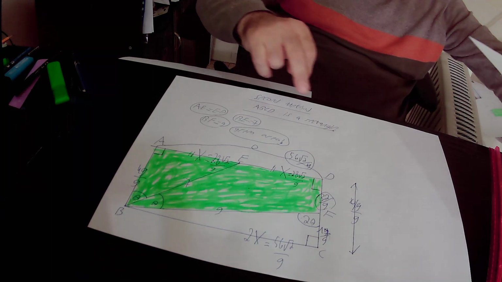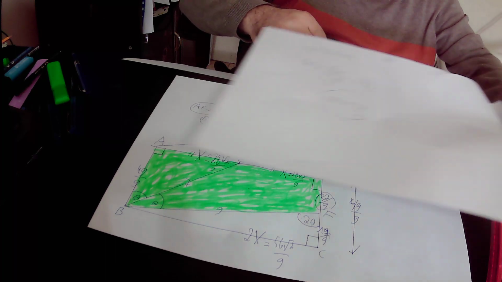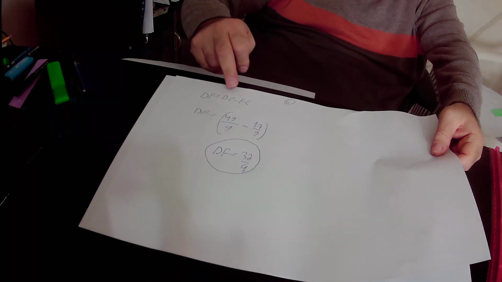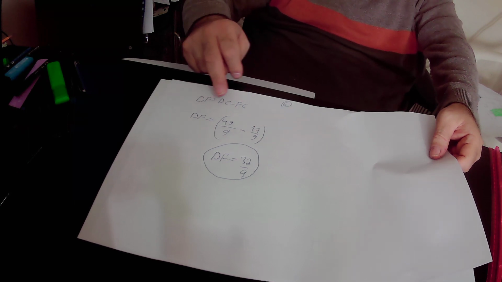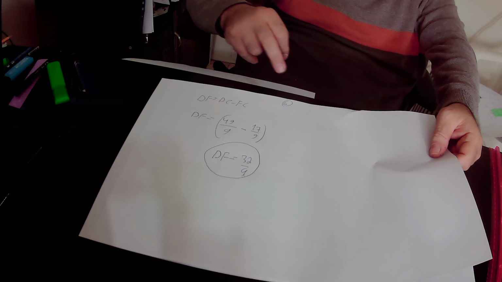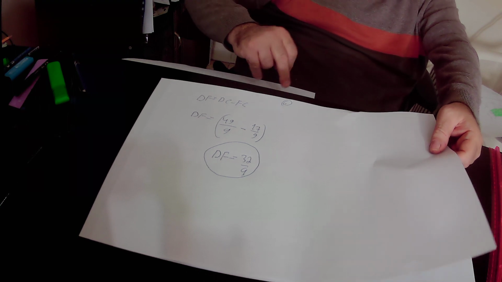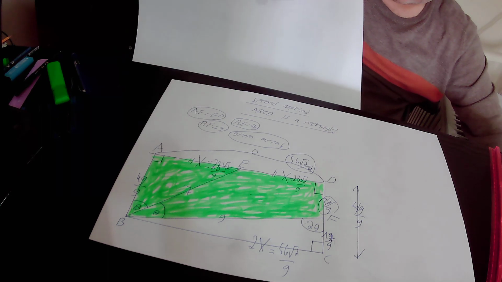DC equals 49 over 9. FC equals 17 over 9. So DF equals 49 over 9 minus 17 over 9. That is to say, DF equals 32 over 9. So we found out that DF equals 32 over 9.